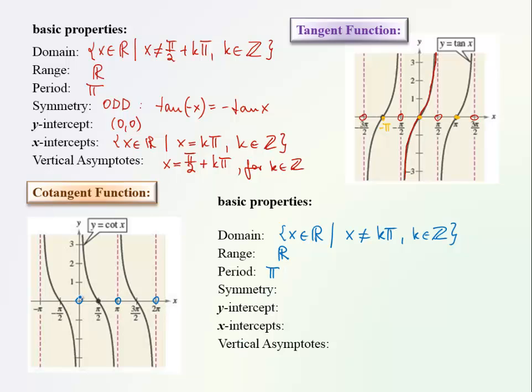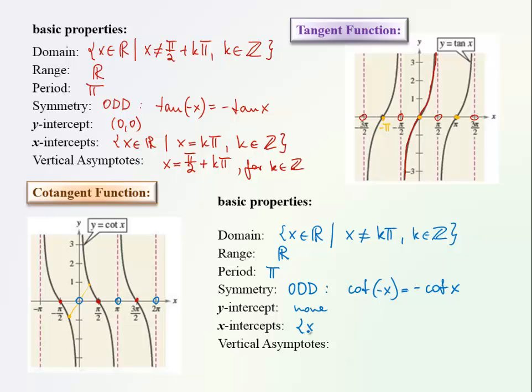Symmetry. Again, we have the same situation as for tangent. Any point can be transported to the other side of the center with the same distance and hit the graph again, which means that we have symmetry in the origin. So the function is odd. So we have the same property. Cotangent of -x equals negative cotangent of x. Y-intercept, oh, this time there is none. No y-intercept.